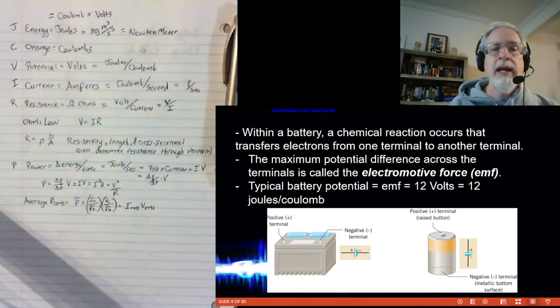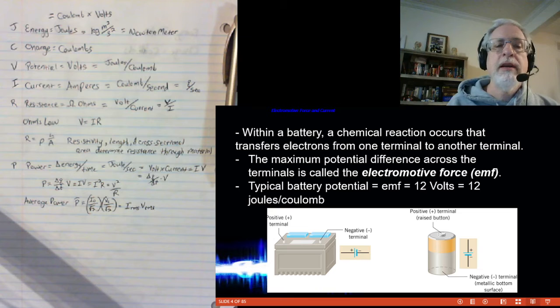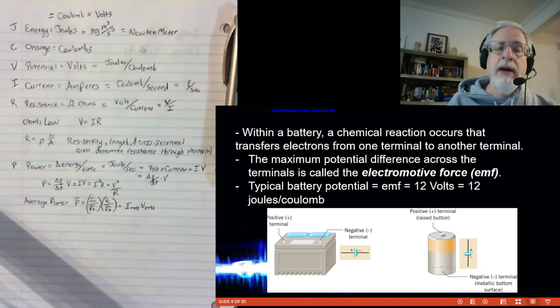Anything that has a potential difference, if you remember from the past chapters, anything that has a potential difference will cause electrons to flow from the higher potential to the lower potential. Because of that, we can use that to make power. And the power that we make, we can use to move things.